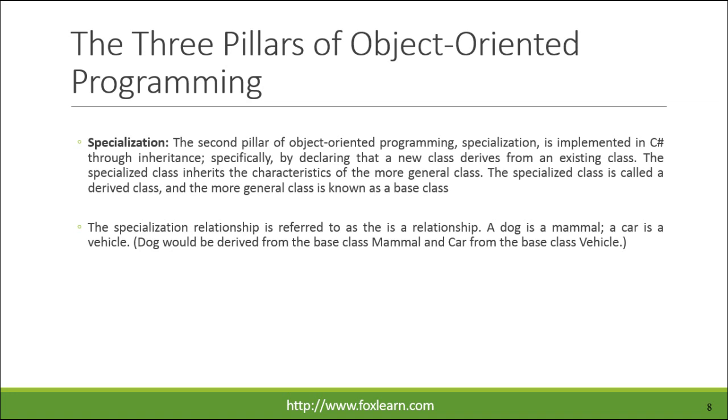Specialization. The second pillar of object-oriented programming, specialization, is implemented in C# through inheritance, specifically, by declaring that a new class derives from an existing class. The specialized class inherits the characteristics of the more general class. The specialized class is called a derived class, and the more general class is known as a base class. The specialization relationship is referred to as the is-a relationship. A dog is a mammal, a car is a vehicle. Dog would be derived from the base class mammal and car from the base class vehicle.